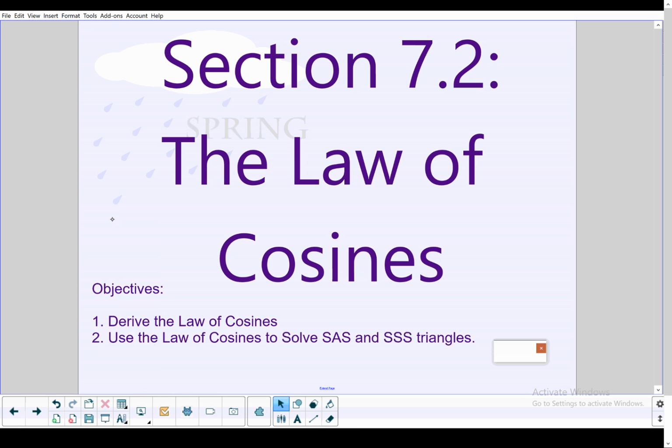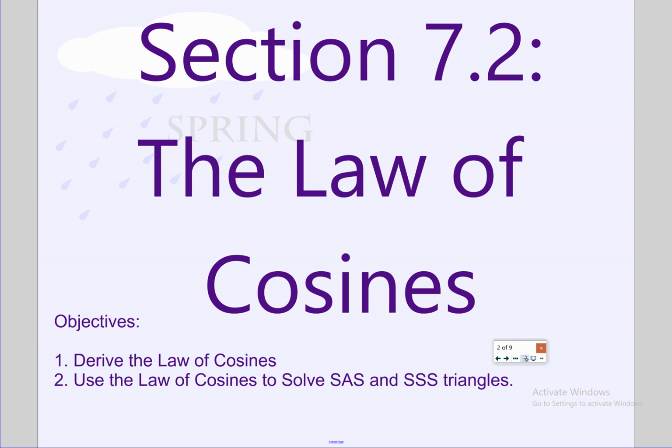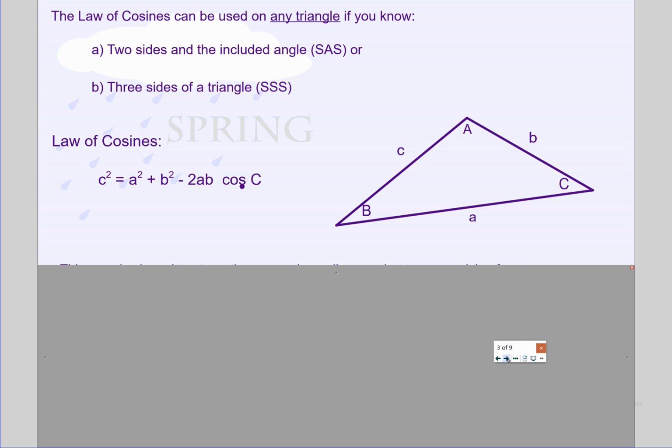Law of cosines. Again, we're going to use this to solve for missing parts of a triangle. We use law of cosines when we cannot use the law of sines.